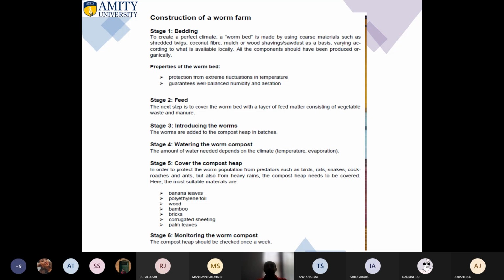You need to have the bed being properly set up. So that bed needs to be made up of, say, wood carvings or leaves, bamboo leaves or any other leaves that are dried up. So they can be layered just on the bed that you have formed, so that the worms may not dig into the soil. That will also protect them from any temperature fluctuation, will keep it cooled down there, and guarantees a well balanced humidity and aeration. So that is always good to have.